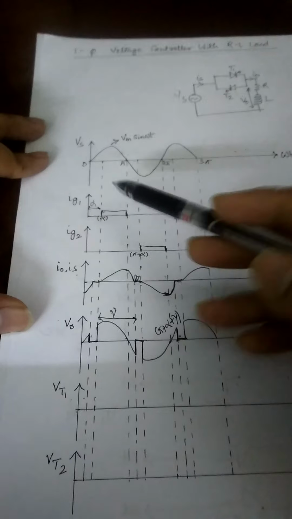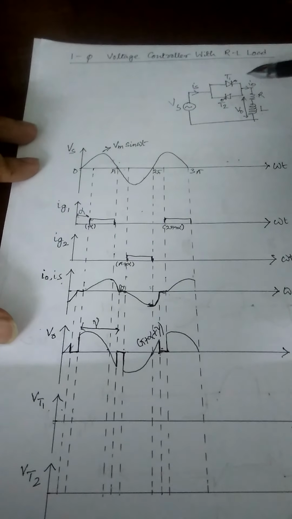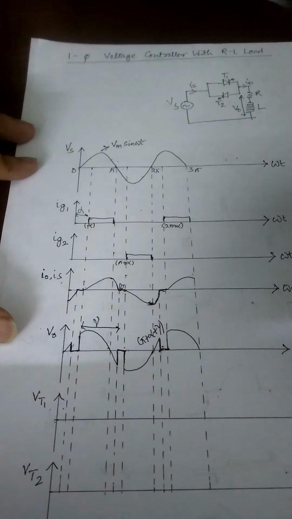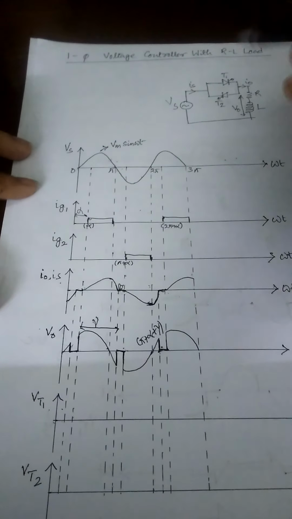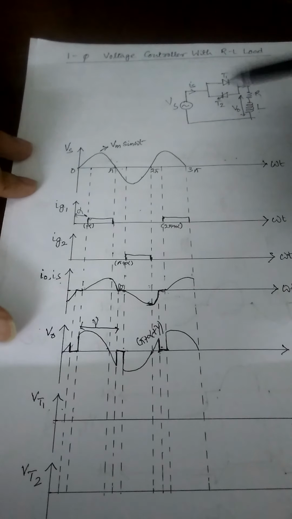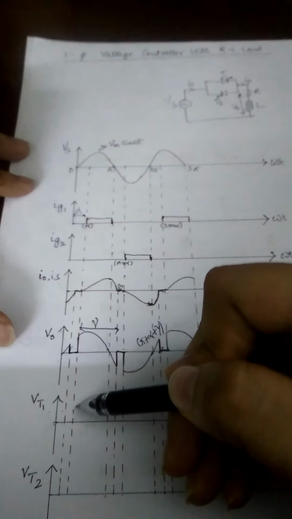So at alpha, the T1 thyristor is going to be in conducting state. As it is in conducting state, what happens? The voltage across the thyristor T1 is going to drop, and that drop makes the voltage across it 1 to 1.5 volt. So what happens?